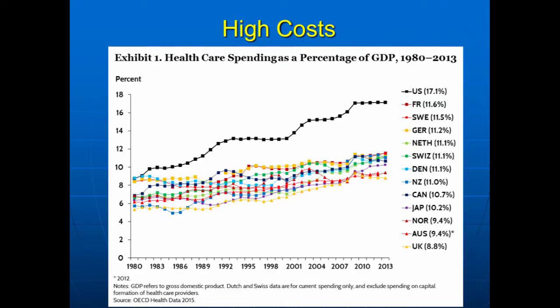Now we look at costs. We all know this story. In 1980, the U.S. was already the biggest spender on healthcare, measured as percent of GDP, but only by a little. Over the next quarter century, we've jumped way ahead of all the other OECD countries, so that we now spend 50% more than the next country.